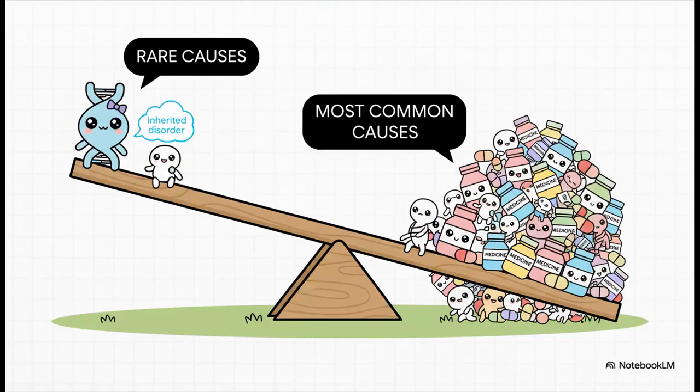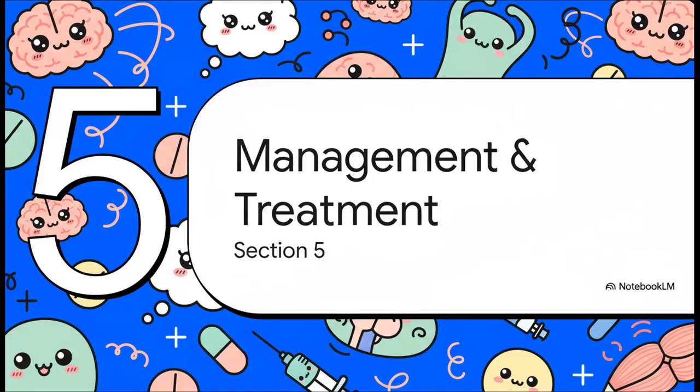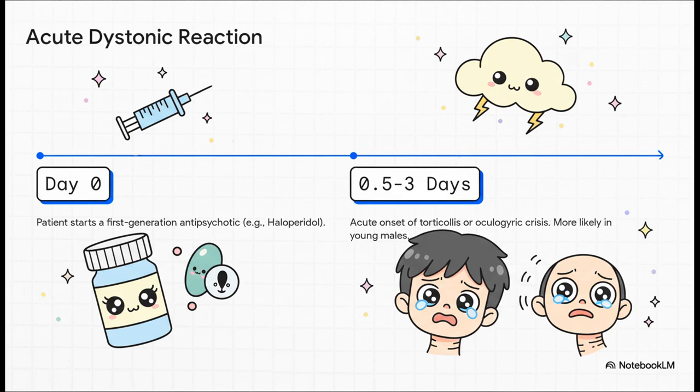Okay, so we've covered a couple of really important inherited causes, but now let's switch gears to what is, by far, the most common cause of dystonia you are going to see, especially in a hospital or ER setting, and that is medications. And we're going to explore this with another quick case because this presentation is very different and very acute. This timeline is absolutely textbook for an acute dystonic reaction.